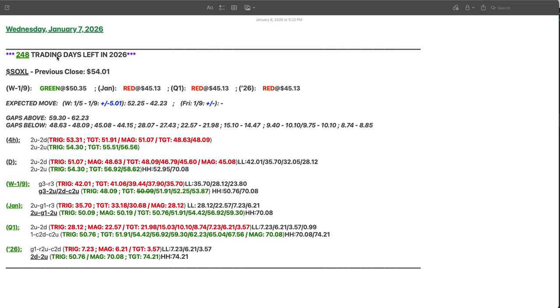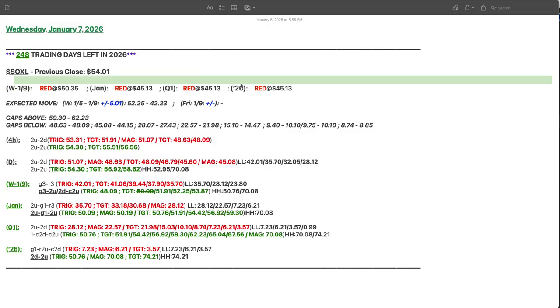Let's just look at the hard numbers, right? So for Wednesday, January 7th, we'll have 248 trading days left in 2026, and the close price on Tuesday, January 6th was 54.01. Oops, why do I have that green? Let's get that straightened out. We are in full time frame continuity to the upside.